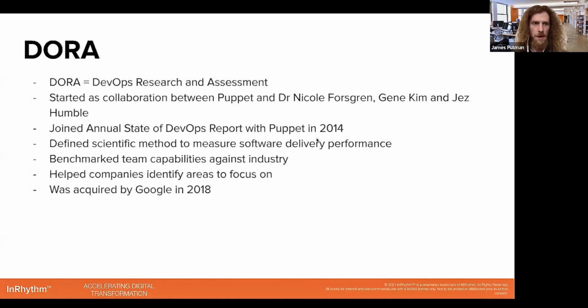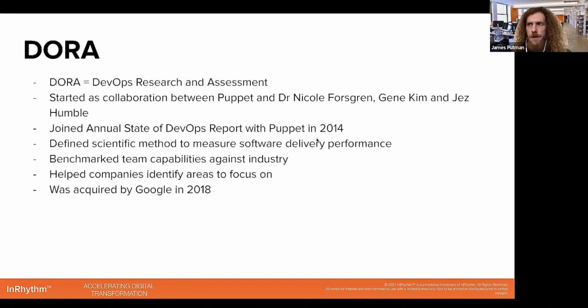All right, so DORA. DORA is the DevOps Research and Assessment. So that's what DORA stands for. And it was really started back in 2014. There were a group of researchers that partnered with Puppet. And you see right here, we have Dr. Nicole Forsgren, Gene Kim, and Jez Humble. And at that time, they had the annual State of DevOps report.